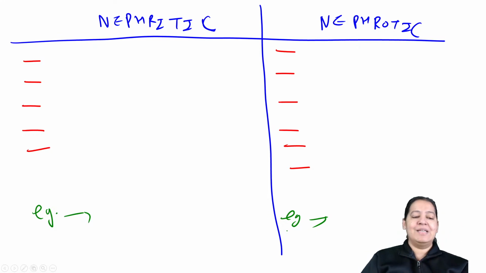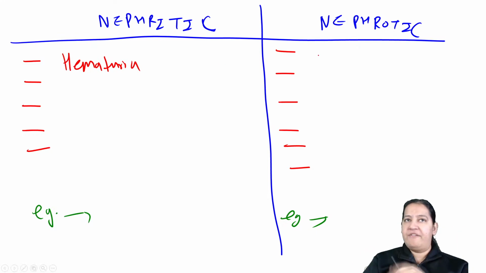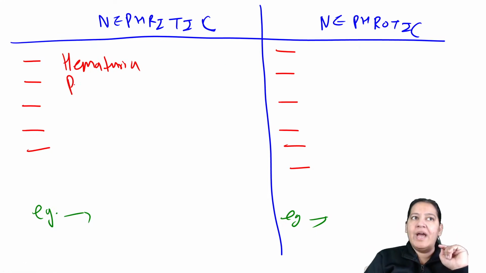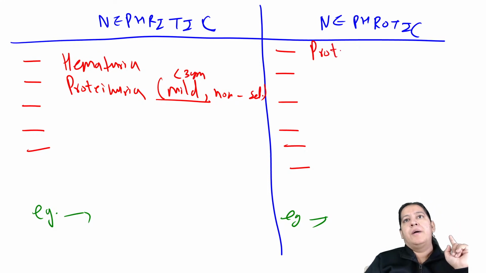In nephritic syndrome, the patient will present with, number 1, hematuria, that is blood in urine. There is no hematuria in nephrotic. After that, proteinuria is there. Very good, sweetie. Proteinuria is present, but here it is mild and non-selective. You know the cutoff: we call it mild when it is less than 3 gram per 24 hours. Here also we have proteinuria, but it is severe and selective.